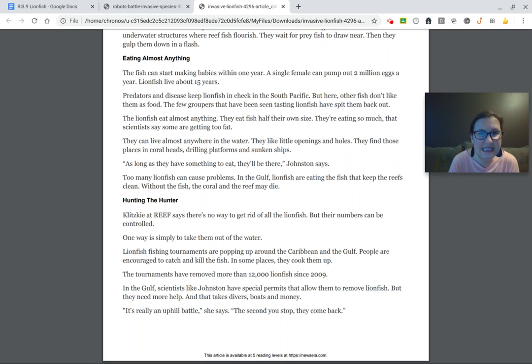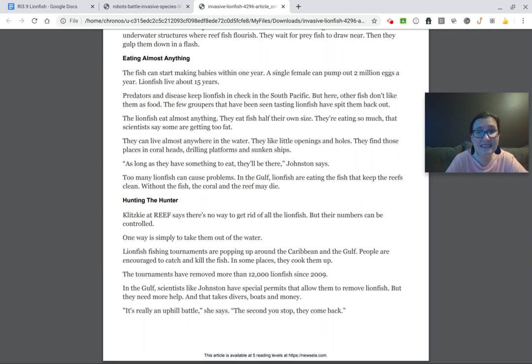Klitsky at Reef says there's no way to get rid of all the lionfish, but their numbers can be controlled. One way is simply to take them out of the water. Lionfish fishing tournaments are popping up around the Caribbean and the Gulf. People are encouraged to catch and kill the fish. In some places, they cook them up. The tournaments have removed more than 12,000 lionfish since 2009.